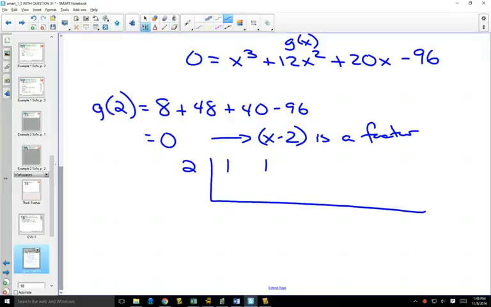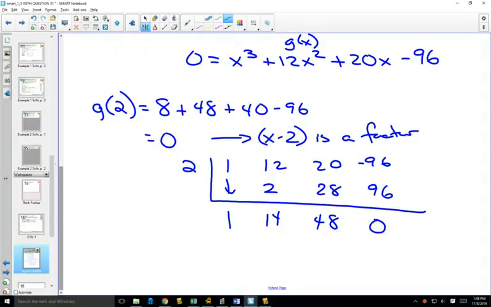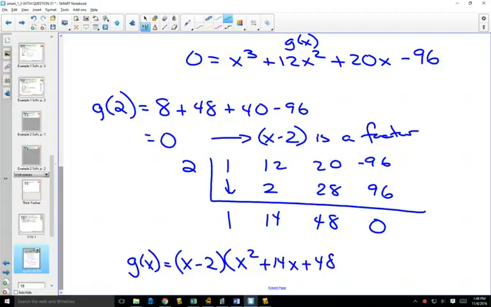And we could plug in 1, 12, 20, 96. Bring down the 1. This is a negative 96. And so we could write our division statement that our original function, g of x, is equal to x minus 2 multiplied by x squared plus 14x plus 48.